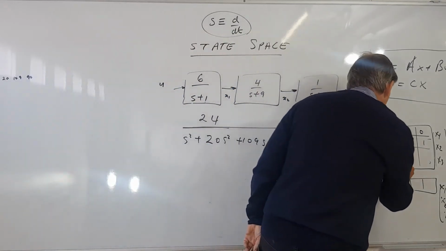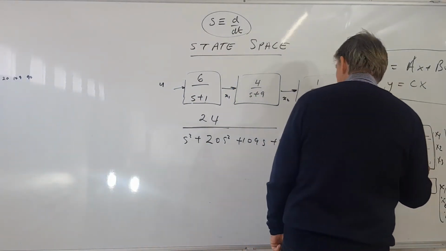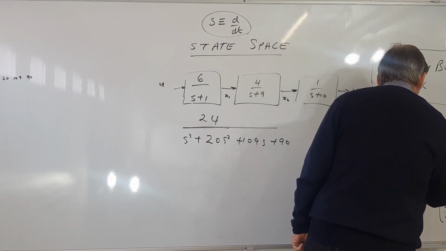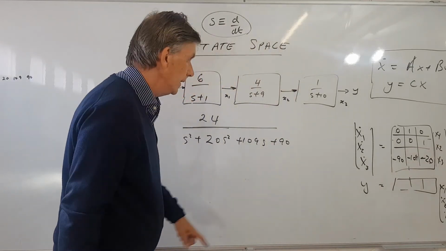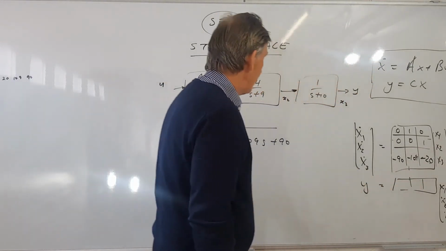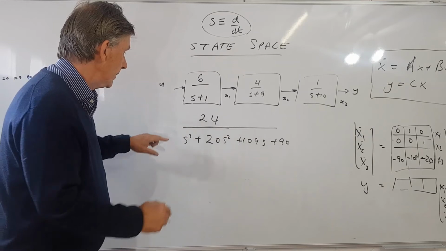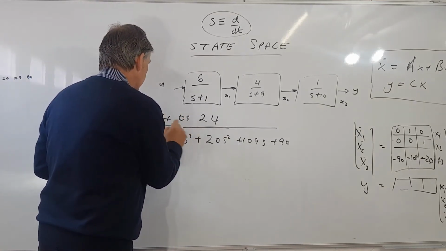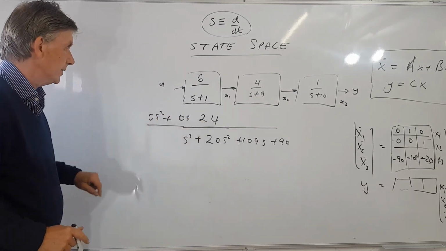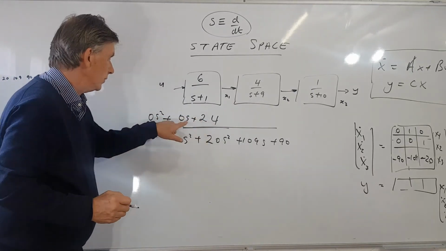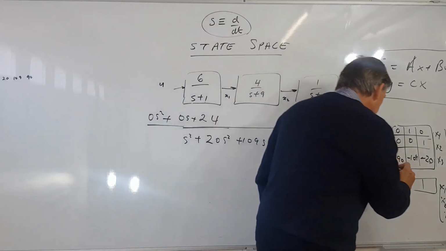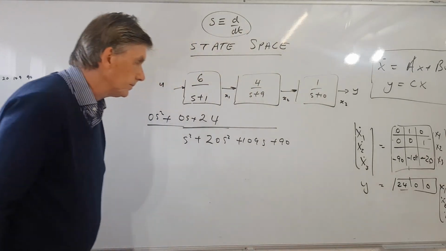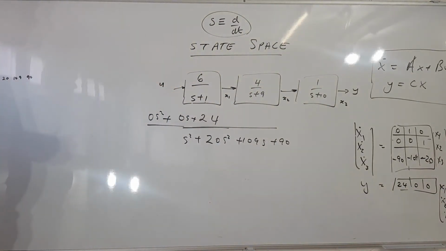So that's minus 90, minus 109, minus 20. And these numbers here is that number there. So imagine that's like we've got no s's. There's no s squareds. So it's these numbers here in reverse order. So it's going to be 24, 0, 0. And there's our alternative state space representation.